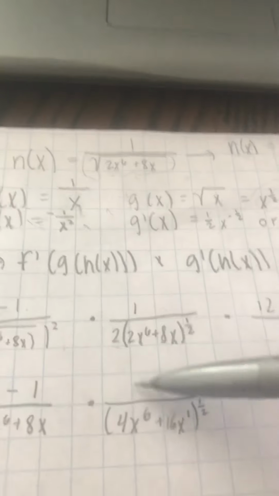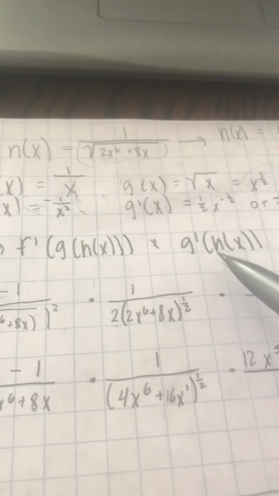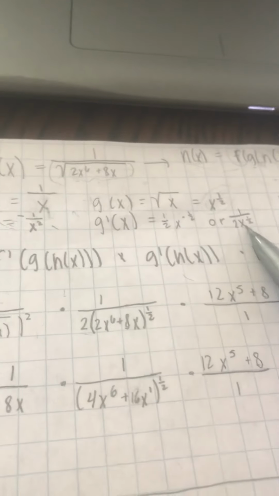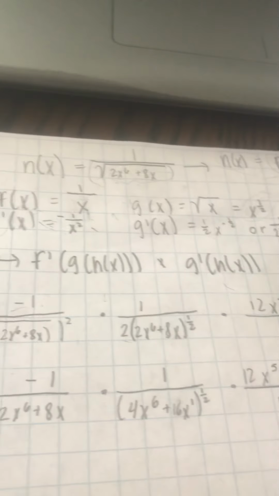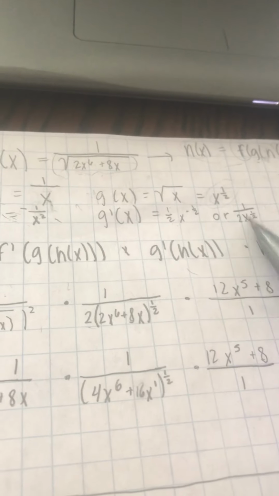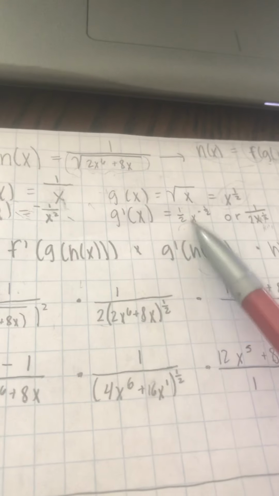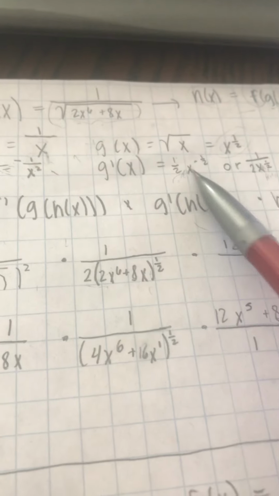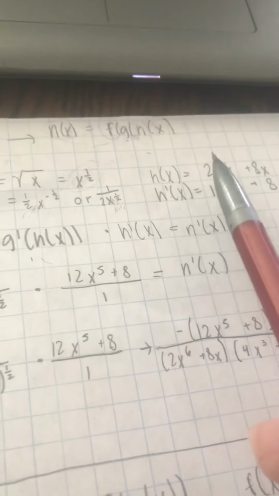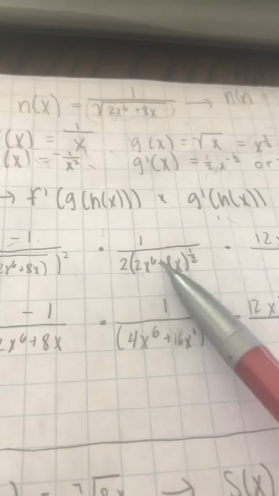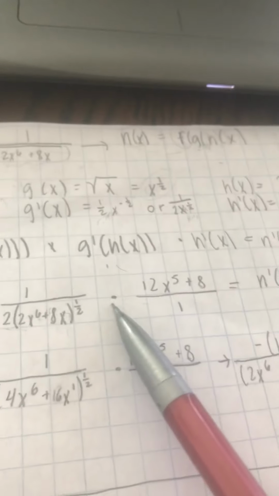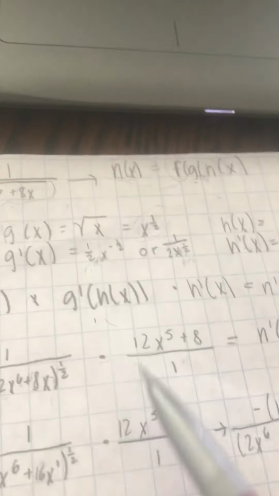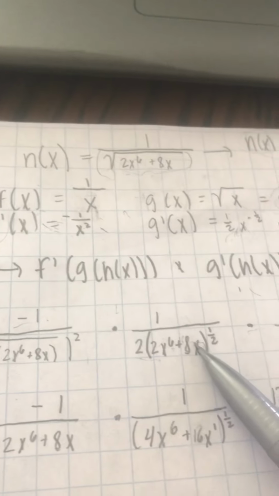And then you multiply that by g prime h of x. So my g prime is 1/2 x to the power of 1/2. I kept it in the proper form for writing it out, instead of making it like this. I don't know why, that's just what I did. So, and then inside for x, I have h of x, which is right here. So instead of writing just x, I plugged in h of x. And then I multiplied that by the derivative of h of x, which is 12x to the power of 5 plus 8. So I wrote that over 1 because I have 2 fractions right here.